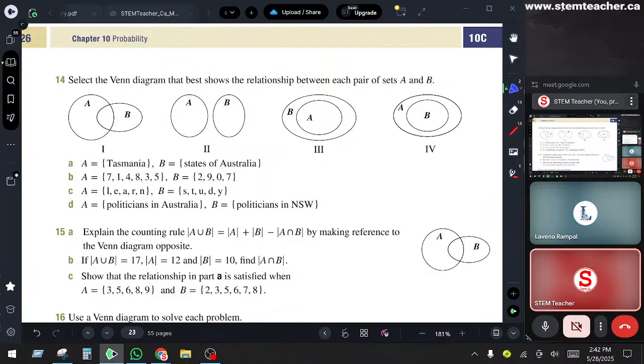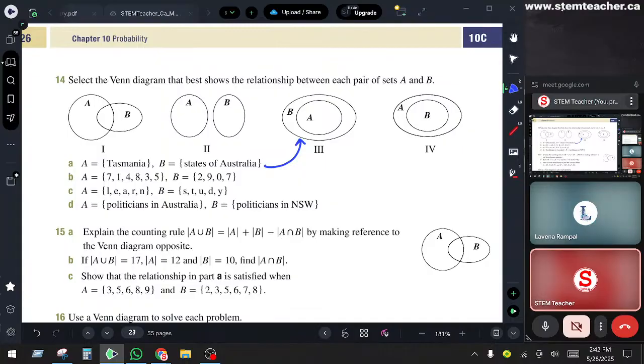Tasmania, States of Australia. Is there any province named Tasmania in Australia? Yes, it's a state. So therefore A is a subset of B.